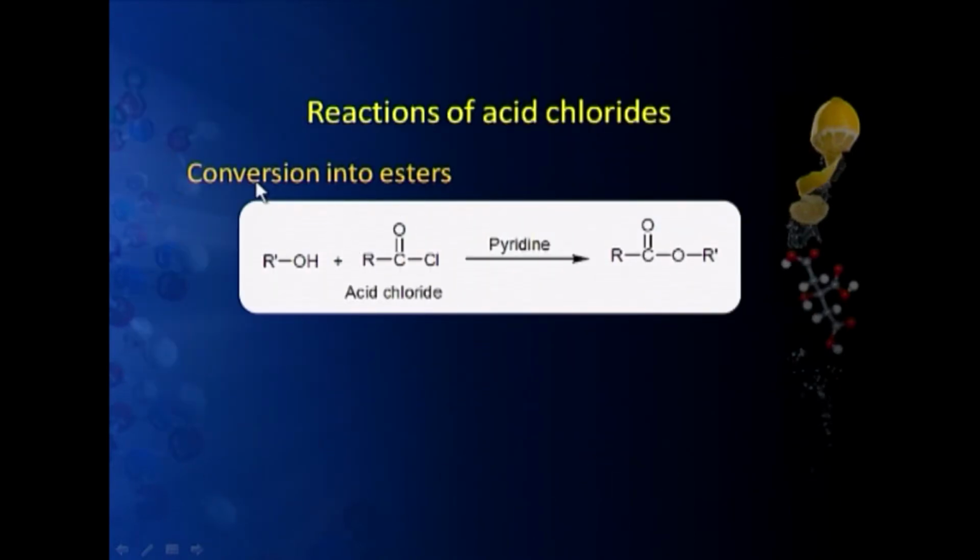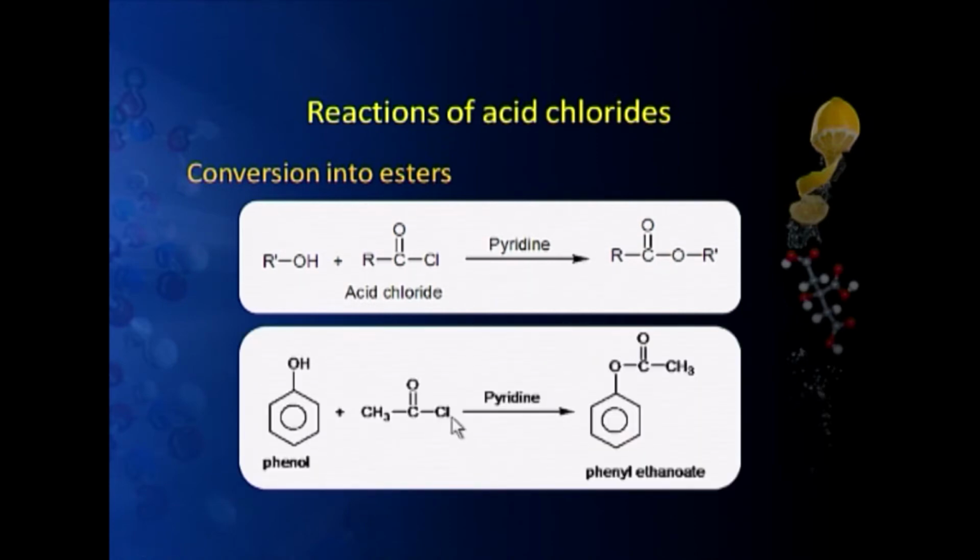Then these acid chlorides can be converted into esters. They react with alcohols or phenols and esters are formed. Since in this reaction a loss of HCl molecule occurs, obviously we require the presence of some base, and generally pyridine or any other tertiary amine is used as a base for this reaction.